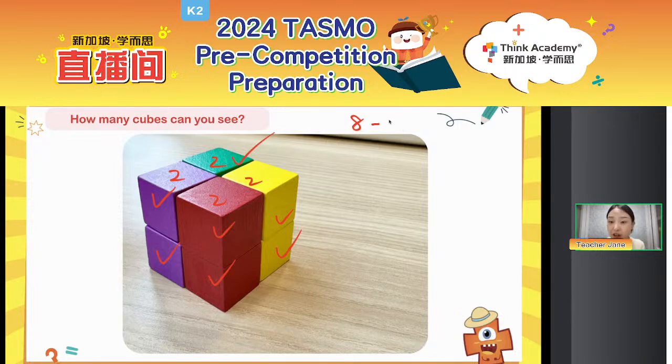We can see 7. So if we want to see how many we cannot see, we just directly use the total minus the ones we can see, right? So we can get our final answer here will be 1. Yes, perfect. Okay, everyone, let's do the last practice.